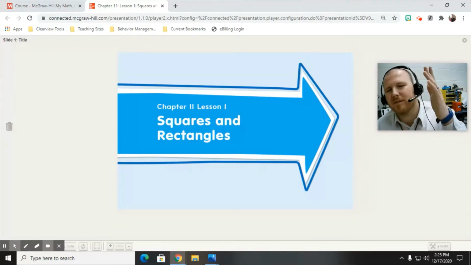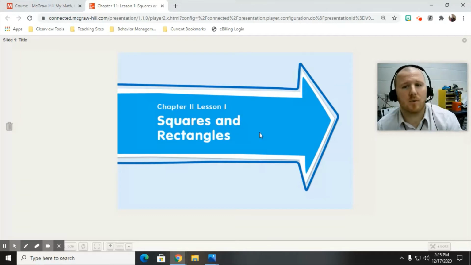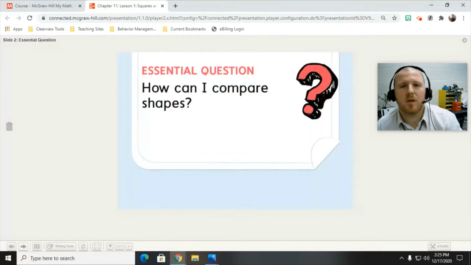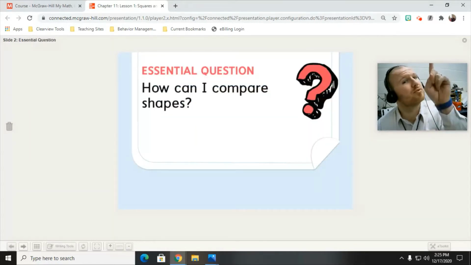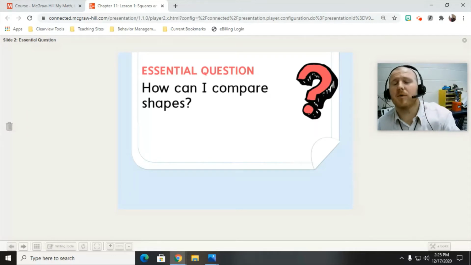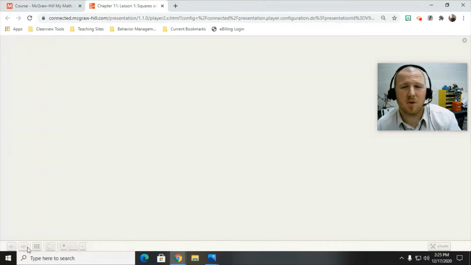Okay, so chapter 11, lesson 1, like I said, squares and rectangles. Let's get a little bit into what we're going to do here. Okay, so how can I compare shapes? We know how to do that a little bit. We did that in chapter 9. So we're classifying objects. This is kind of leading into that. So let's see what we got.